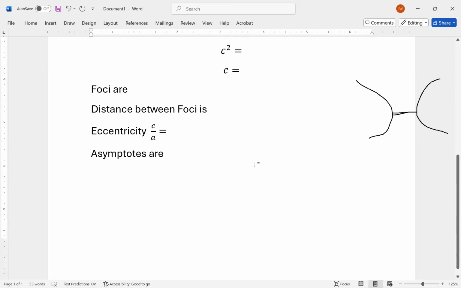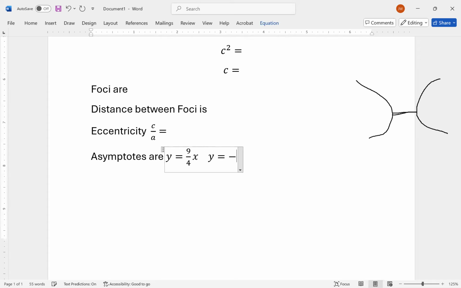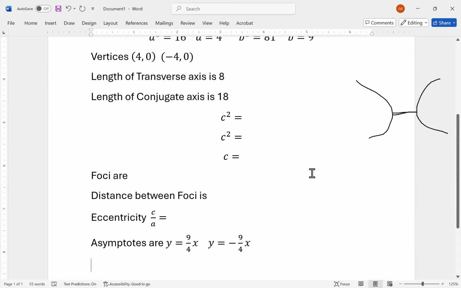So they're going to look like Y equals 9 over 4 times X and Y equals negative 9 over 4 times X. Again, change in Y divided by change in X, so 9 over 4, B over A in this case. One will be positive 9/4, the other will be negative 9/4. Since they go through the origin, it's just going to be Y equals some slope times X. So that's how we can find the asymptotes.